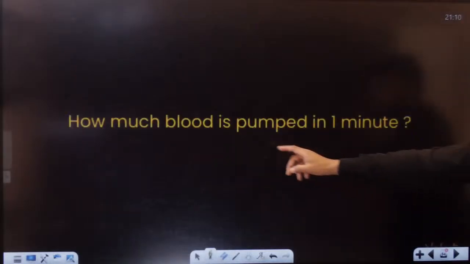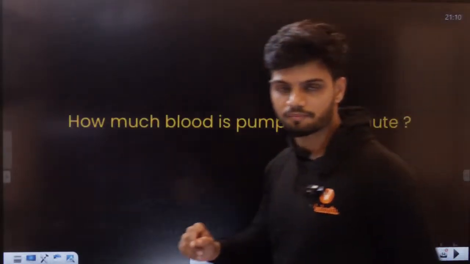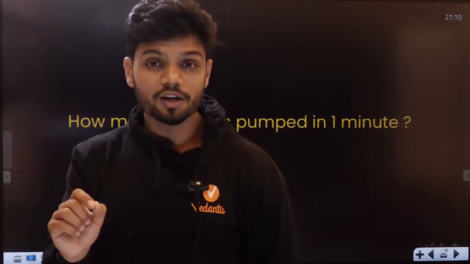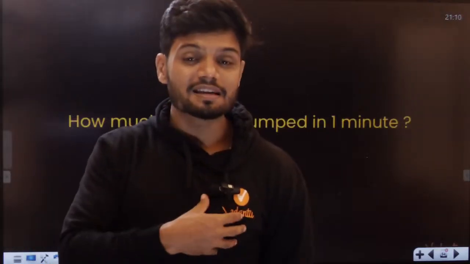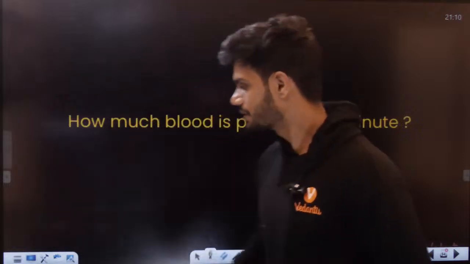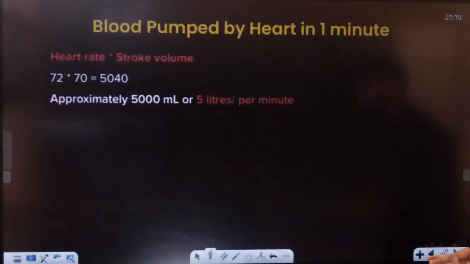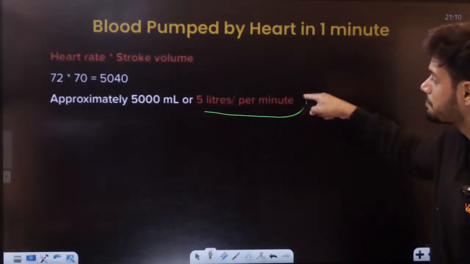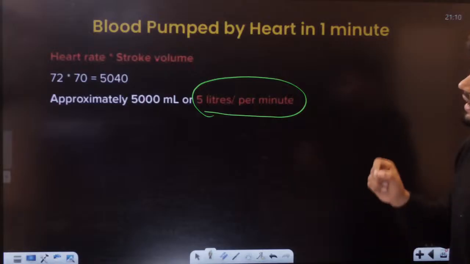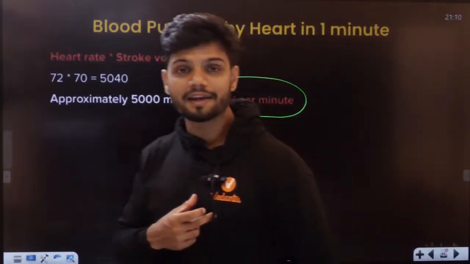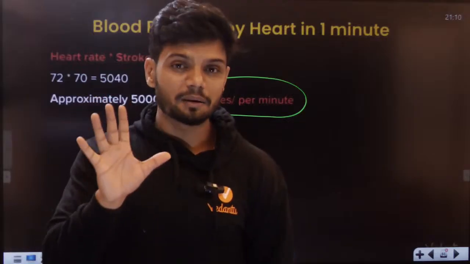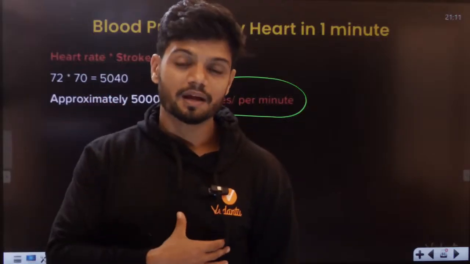Now, how much is pumped in 1 minute? See, 70 ml in 0.8 seconds, or less than 1 second, from each ventricle, right? So in 1 minute, how much, students? In one minute, it is around 5 liters of blood per minute. Students, 5 liters, not a joke, no? Every minute, 5 liters of blood is being pumped from our heart, and this can increase.